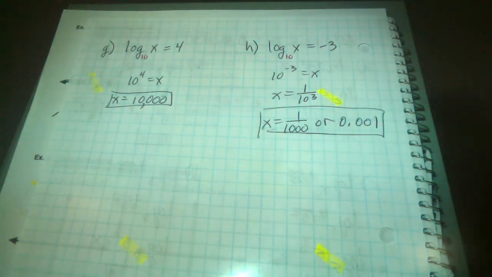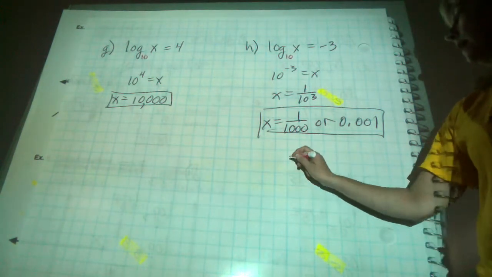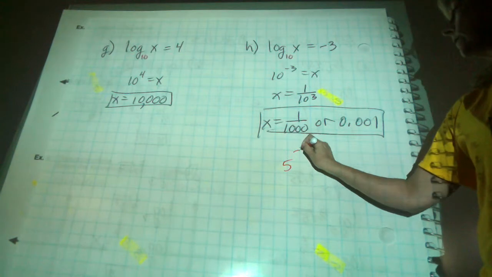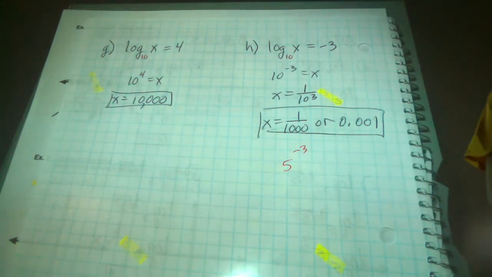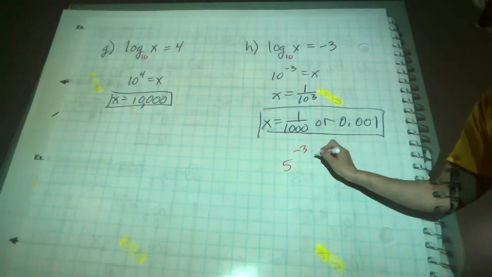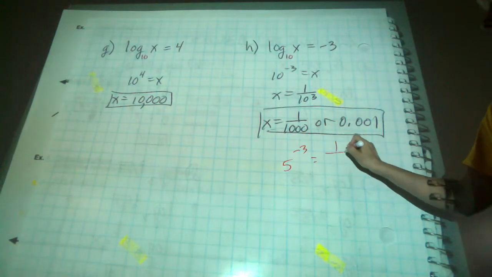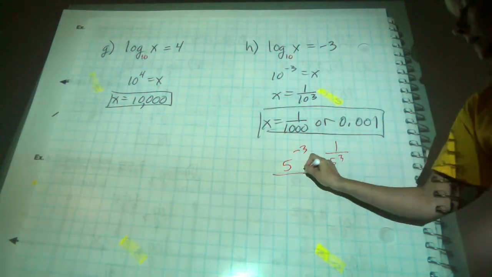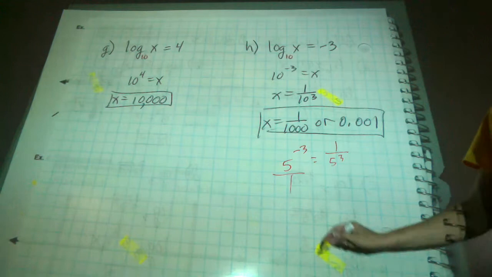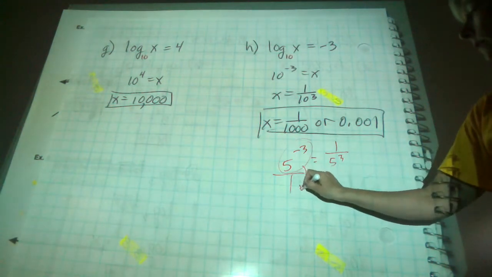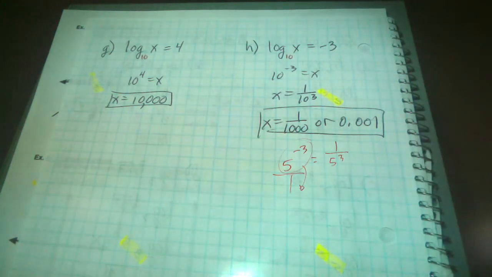Are we good with that? I don't get that at all. Okay. Let's just say I have 5 to the negative 3. Just take the 10 out of it. This negative right there means I take 1 over 5 cubed. I'm just taking the whole original fraction and moving it in the opposite direction so I can make the exponent positive.